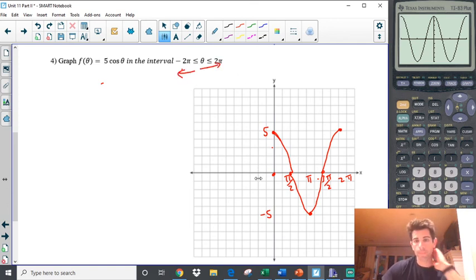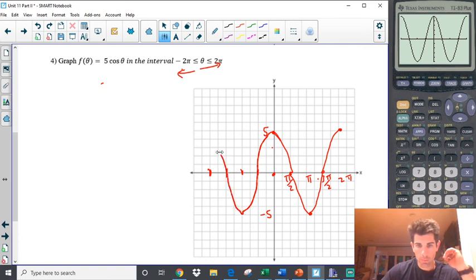Now we got to go the other way. That's that. Skip one there, skip one there, skip one. There's your negative 2 pi. Down. Turn around. Back up. Ugh. Didn't finish as strong as I liked, but I finished.